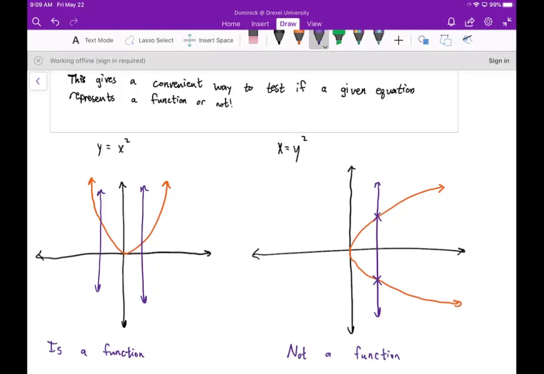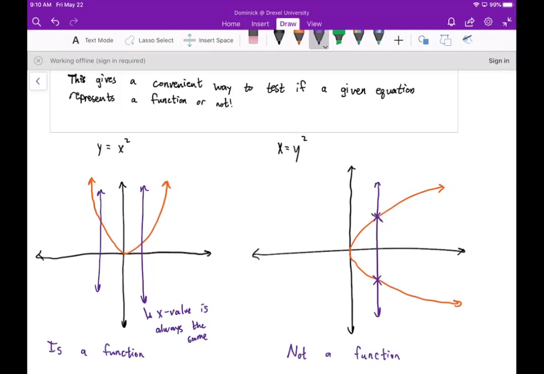Now, why does this work? Well, think about what a vertical line is, right? What's always the same on a vertical line? The x value is always the same. All right. So if the x value is always the same, that means that if I only find a piece of the graph one time for that x value, I only have one y value that comes out, which is exactly what we're looking for in a function, right?